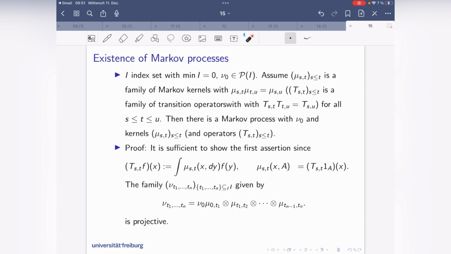Of course, by our usual duality, T_st f and mu_st can be written in a similar way, such that we only have to show what we need here for the first assertion, which means only for the Markov kernels. So we assume we have the Markov kernels with the right properties. And using them, we can define a family of finite dimensional distributions, nu_{t1,...,tn}, where t1 until tn is a finite subset of I, given by this here.